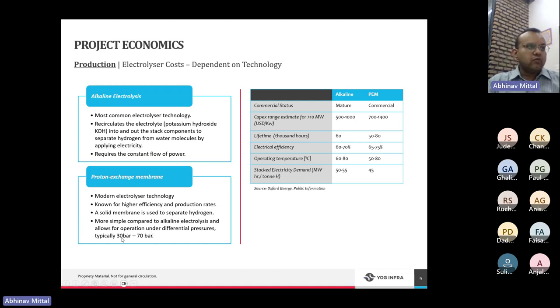One unique thing about it is that, as I said, this PEM is more adaptable to different environments. So whether it is the variability of the renewable energy or even the variability of the pressure, this is a more adaptable technology compared to alkaline. So as I said, please take note of these numbers, because this is the range that you should get. If someone comes up with a project in which the cost of the alkaline electrolyzer is 1500 or 1600, then it means that something is wrong, because it is generally within this range. It should not be beyond this range.